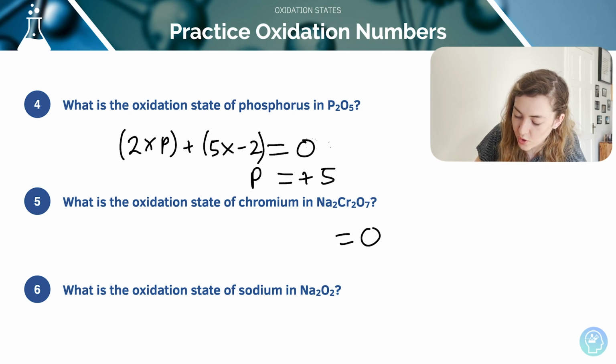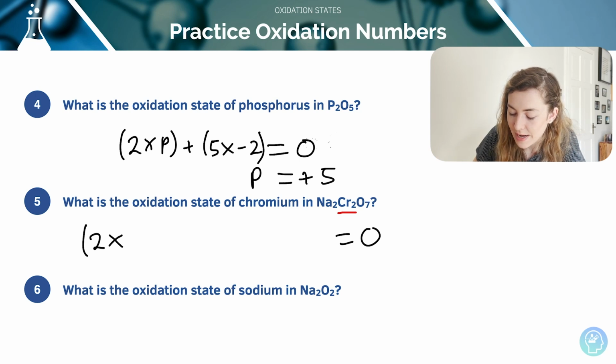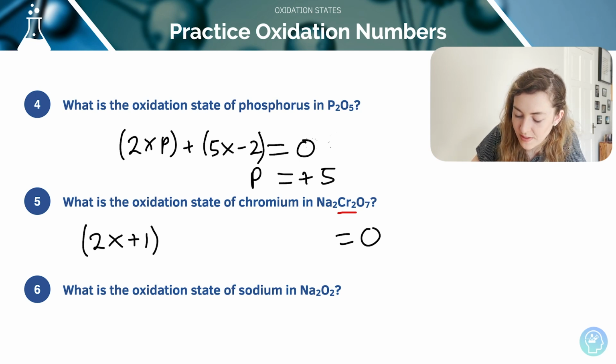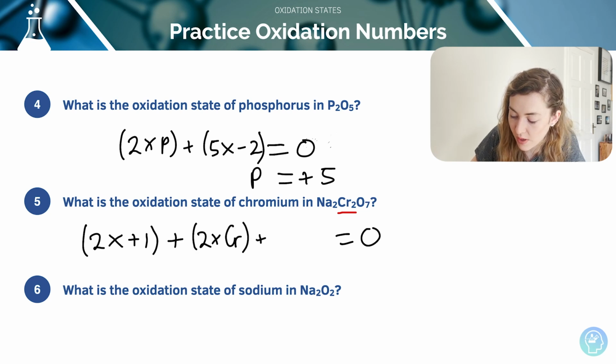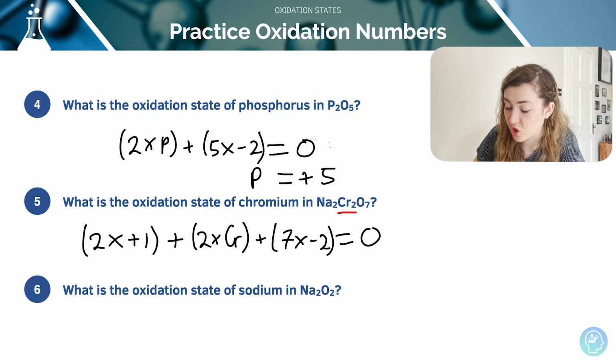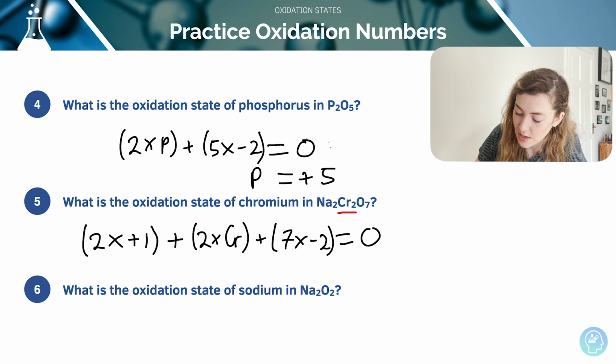For our next, it's also going to be equal to 0. I have been asked to work out the oxidation state of chromium. That's the one I don't know. I've got 2 sodium atoms. Now, sodium's in group 1. Group 1 always has an oxidation state of +1. So I've got 2 times +1, plus 2 times Cr, because I don't know that, plus 7 times -2. It's not an exception for oxygen. It's not a peroxide. So if I solve for Cr, I get +6.